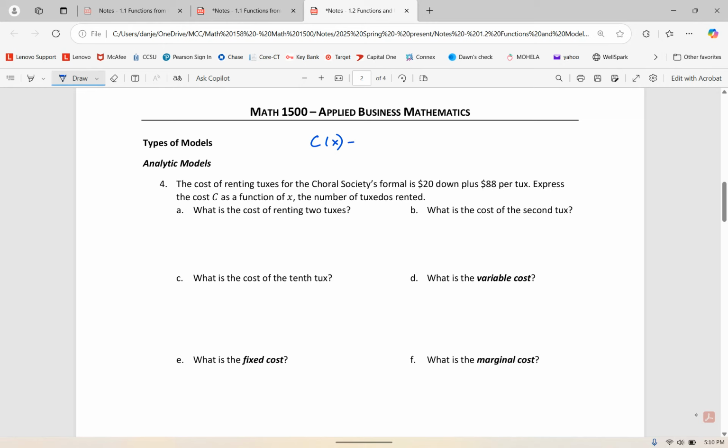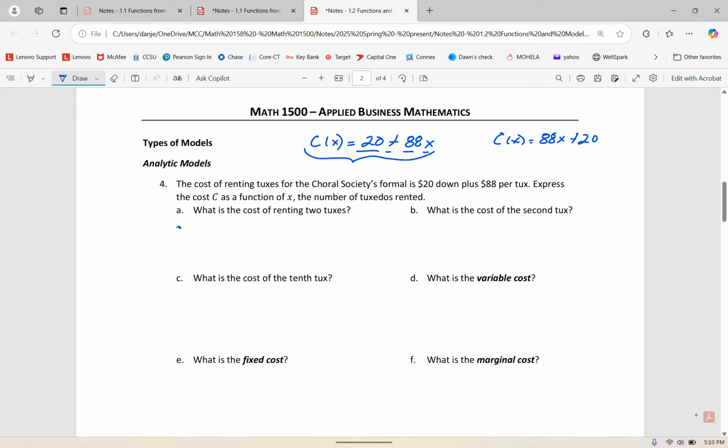First of all, I have to pay $20, plus I have to pay $88 per tux. There are a lot of people who will say that they want to write that function with the 88x first, plus the 20, to put it in that y equals mx plus b format. Personally, I don't care. In fact, I prefer writing it: cost me $20 plus $88 per tux.